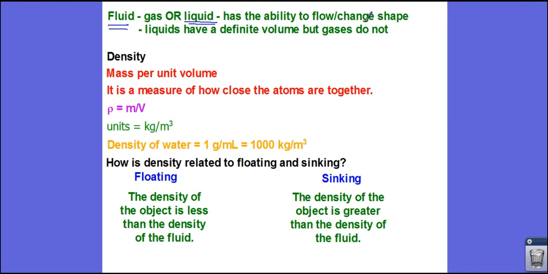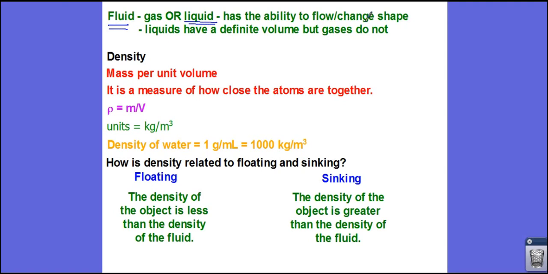But no matter what, they're changing their shape to fit the container. So that means they can change their shape. That makes them a fluid. Liquids have a definite volume. Gases do not. Again, gases will expand to fill up a container.